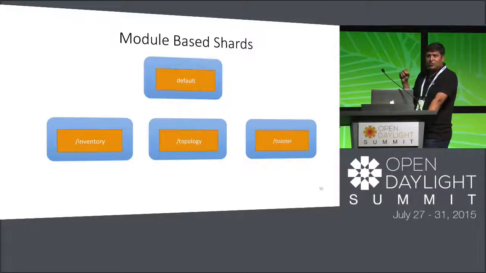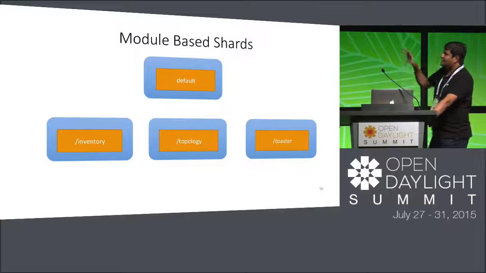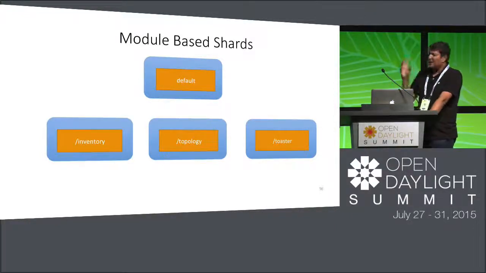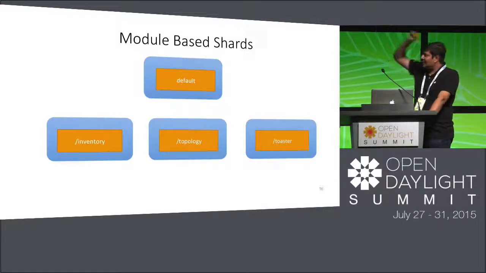What happens to my app's data? That has to go somewhere. So for that, we have this default container. If you just run the controller and go into JConsole, and look at, I'll show you what to look at, you'll see there's one shard in there, and its name will be either default config or default operational. And that shard actually contains the rest of the data, so everything else.